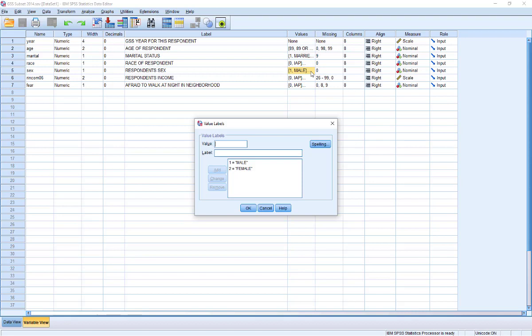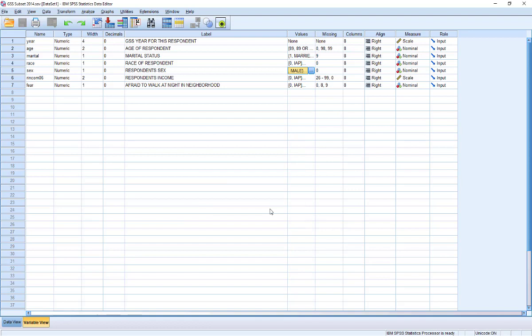So in essence, looking at the relationship between men and women on this variable of afraid to walk at night in the neighborhood gives us the simplest form of a chi-square analysis that we can actually do. So let's cancel out of this. And then what we're going to do is we're simply going to go up to Analyze.